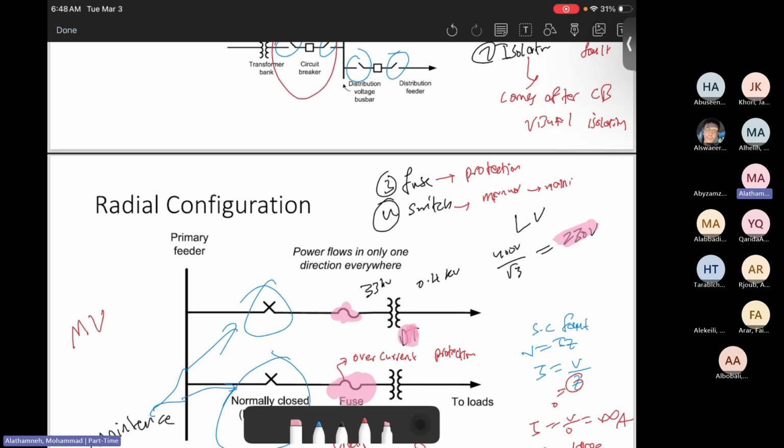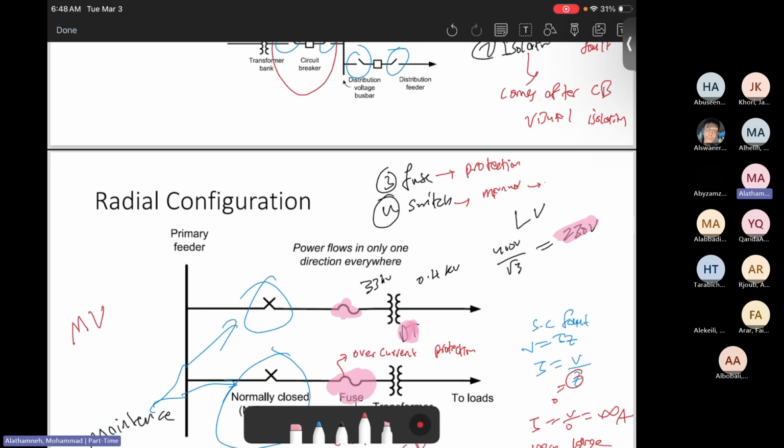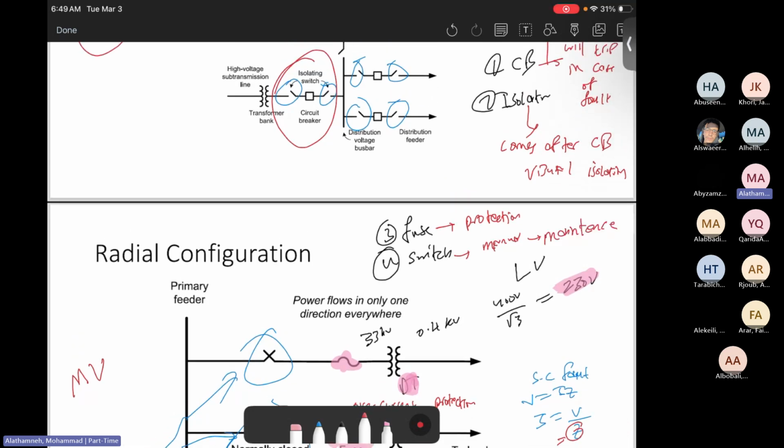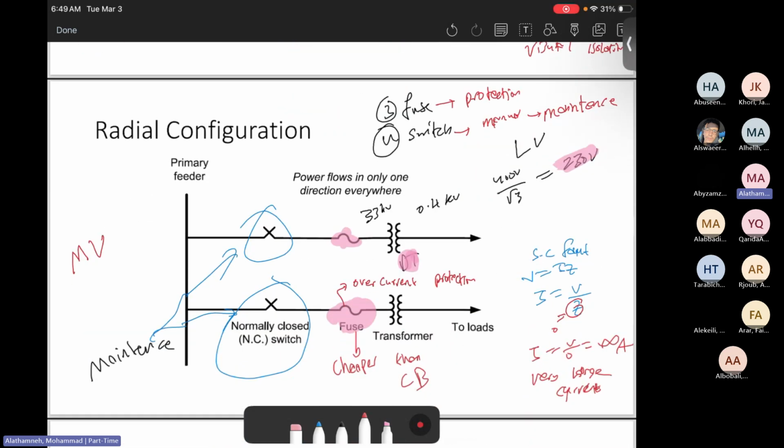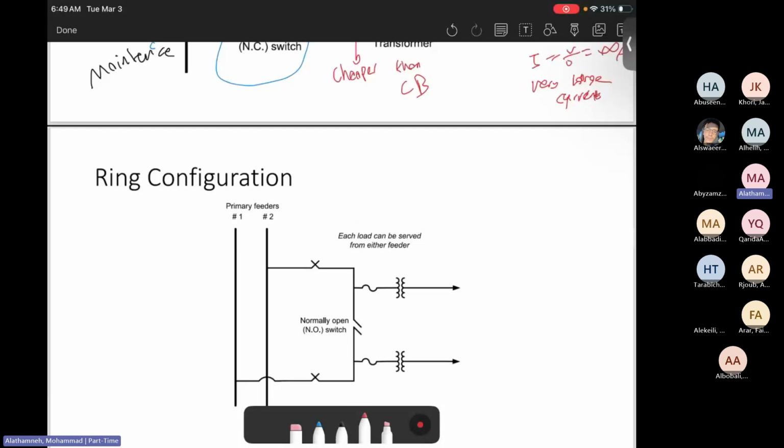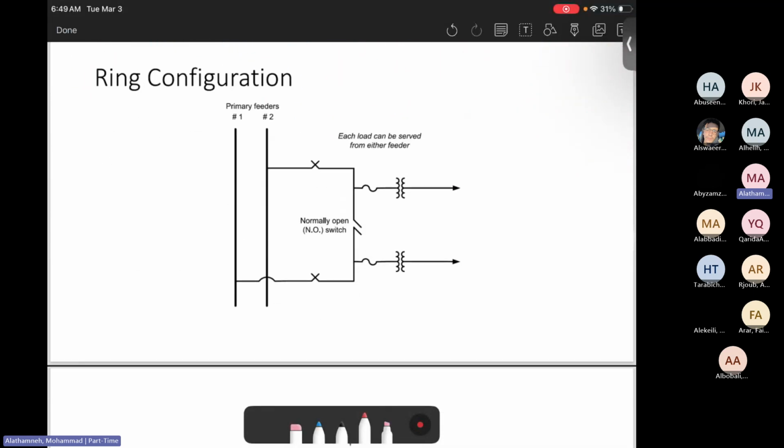So now my goal is that I want you to know the difference between the switch and the fuse, isolators and circuit breakers. It's very important. Now let's keep browsing.